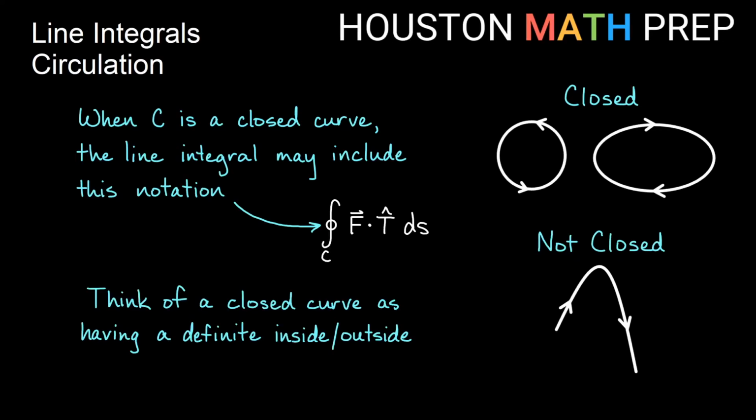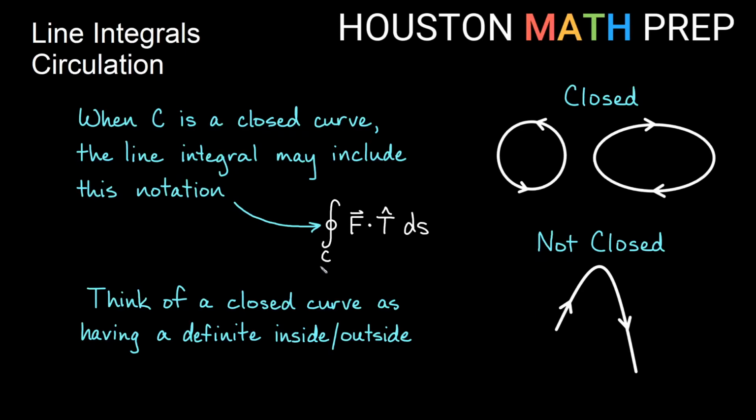Closed curves versus not closed curves: you can think of a closed curve as having a definite inside and outside. Like a circle and an ellipse, those are closed curves. There's an inside and an outside here. Not closed would be something like a piece of a parabola. There's just one side of the curve or the other. There's not actually a closed off inside and outside region for those.